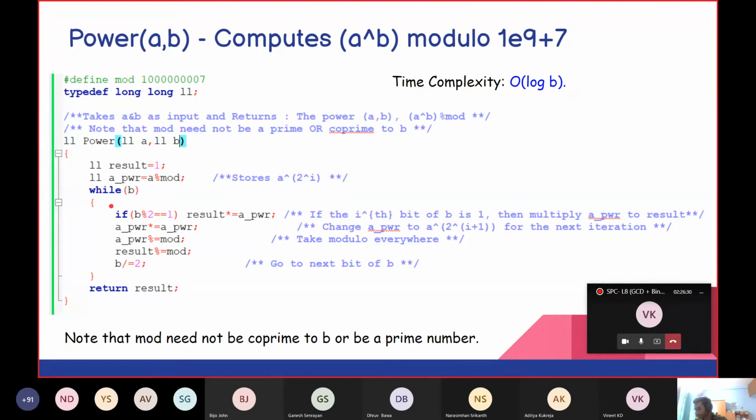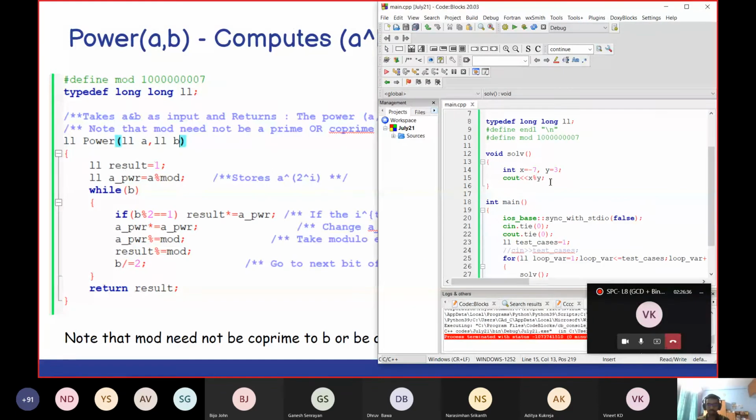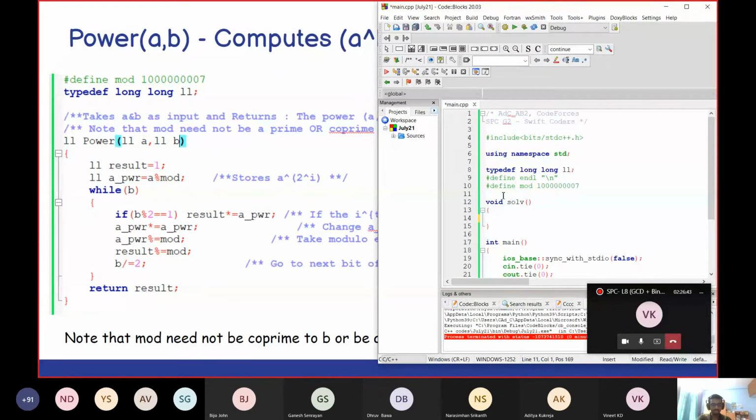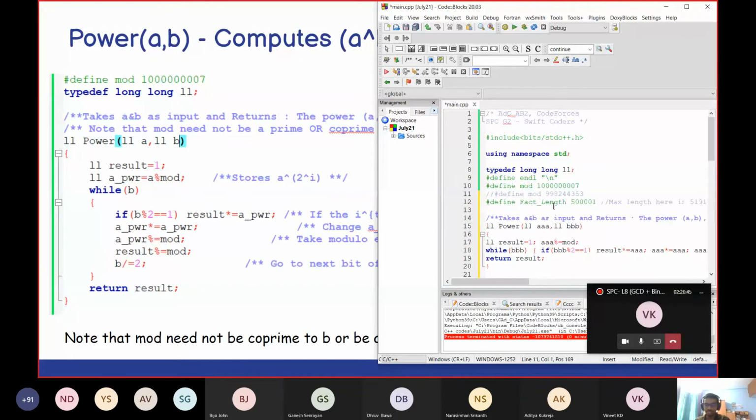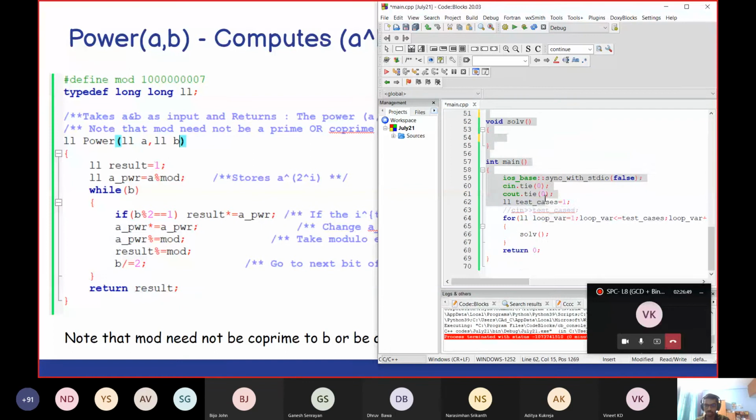Any doubts? Can you show implementing this code? Yeah, I'll do that. Oh yeah, this is not bad. So actually I already have these functions stored in code blocks. So this is my version of the power function, highly compressed.